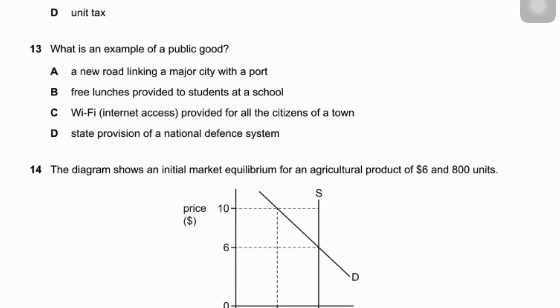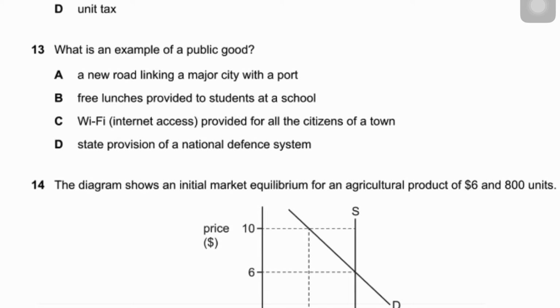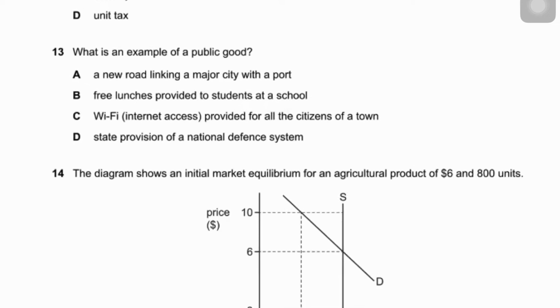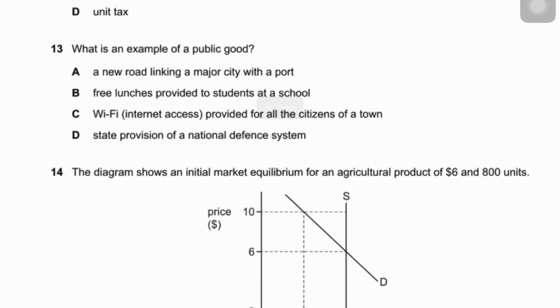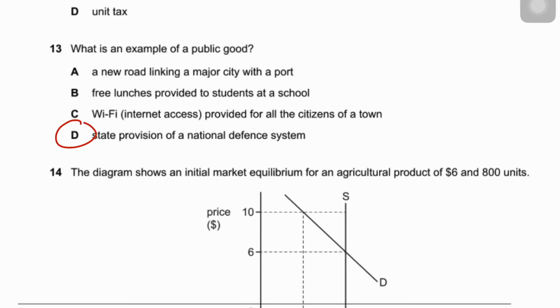And hence, if you look at these answer options, if you look at option number D, state provision of a national defense system, state provision of a national defense system is a classic example of a public good, because national defense is non-excludable since everyone would be protected, right? And non-rivalrous, it's also non-rivalrous. One person's protection does not diminish others'. And I remember in my classes, I gave a whole note on why the national defense system is considered a public good. Anyways, so option D, guys, would be the correct answer for question number 13.